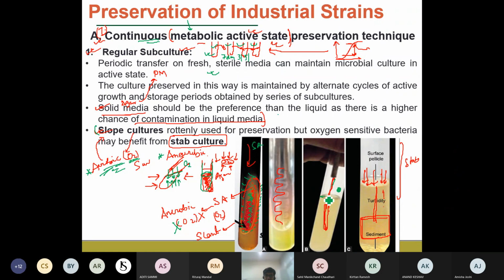Suppose the agar is solidified up to this layer. What is done? This wire is taken with the microbial culture and inserted at the bottom. Then it is cut from there, most of the time, and the microbes are allowed to grow within that. If it is an anaerobic bacterium, as I told you, it doesn't like oxygen, so the growth does not take place on the top surface of the agar. The growth takes place within the agar.